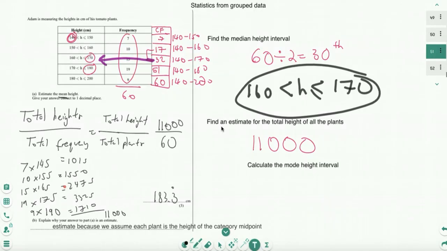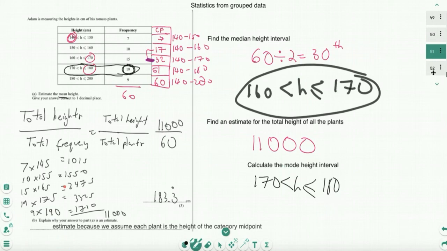And the last question is calculate the mode height interval. Remember guys, mode just means the most common. So we just look for the category with the most number of plants. So in this case, the most popular category is this category here, because there are 19 plants which are between 170 to 180. And 19 is more than any other category. So we say the mode is 170 to 180.